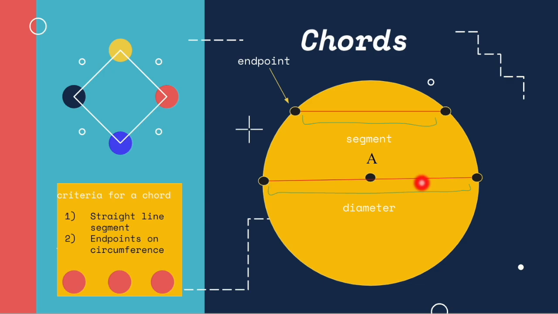Alright, let's go over the answer. First, is this line a straight line segment? Yes. Second, are the endpoints of the segment on the circumference of the circle? Yes. Great. So now we know that a diameter is a chord. Just a fun fact, the diameter is actually the longest chord in a circle.